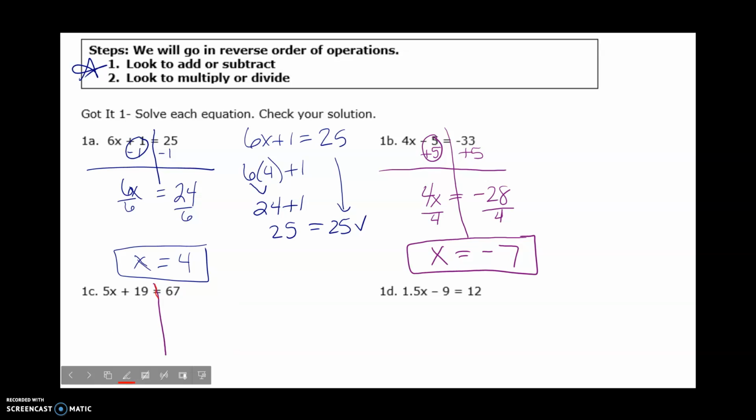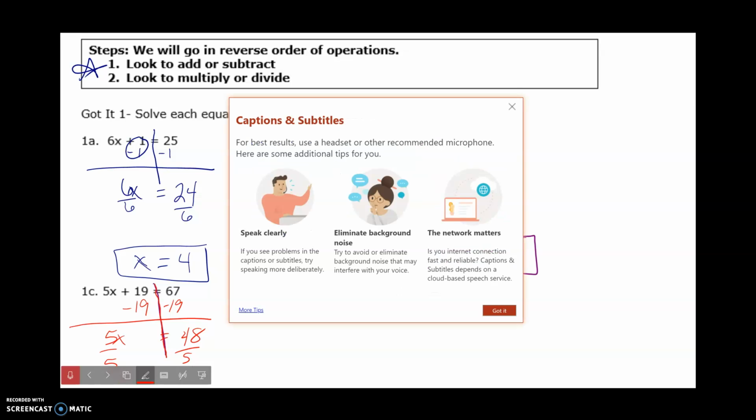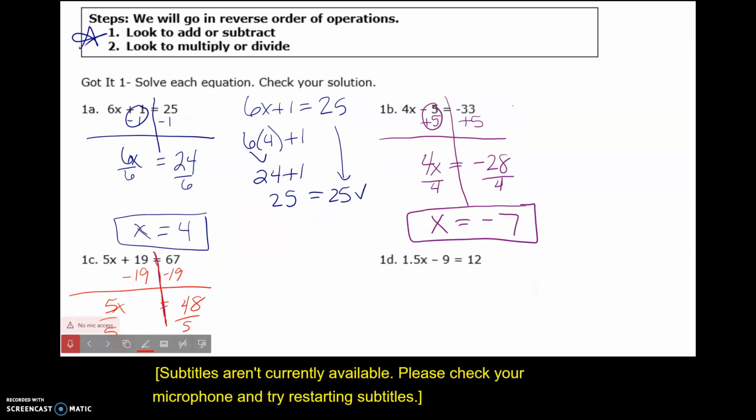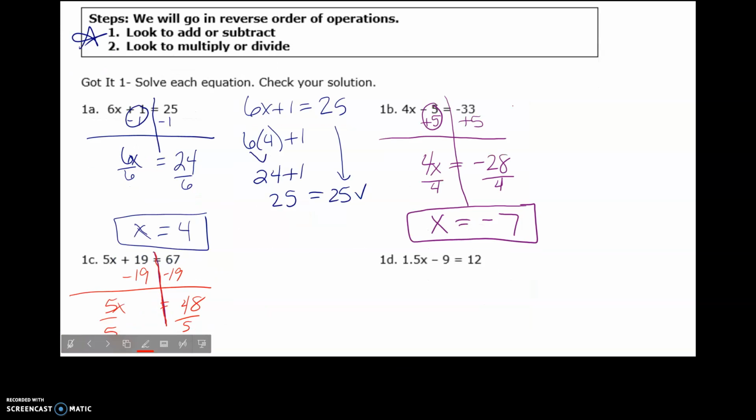Okay. I first have to get rid of the 19. So I'm going to subtract 19 from both sides. Then I divide by 5. 48 divided by 5, we get 9.6.